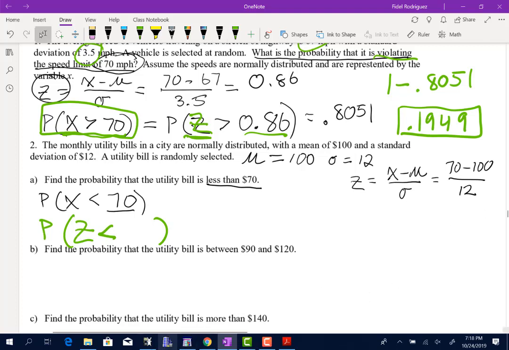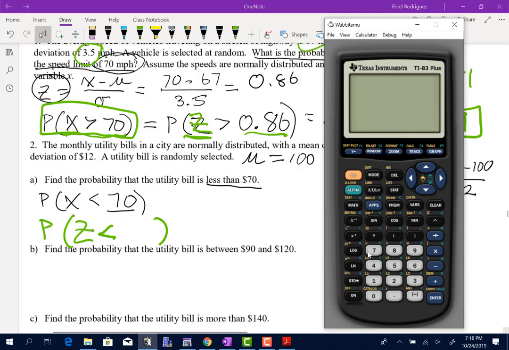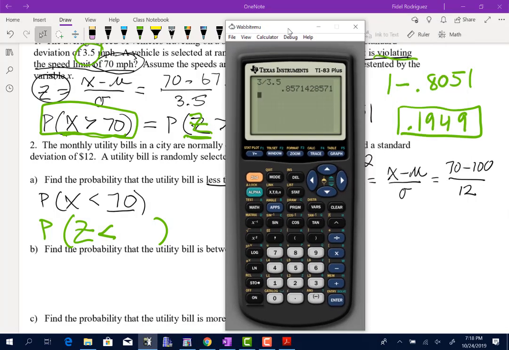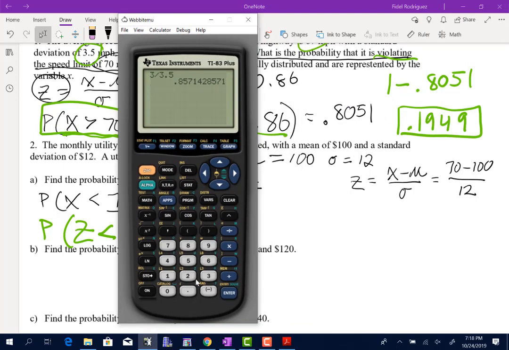So again, the first thing I'm going to do is come back over here. Let me grab my calculator. So y'all agree that 70 minus 100 is a negative 30? Right? So I'm going to go negative 30 divided by what number?